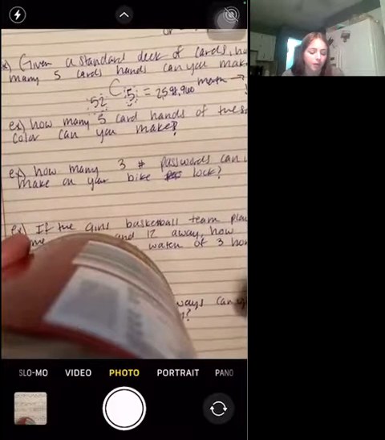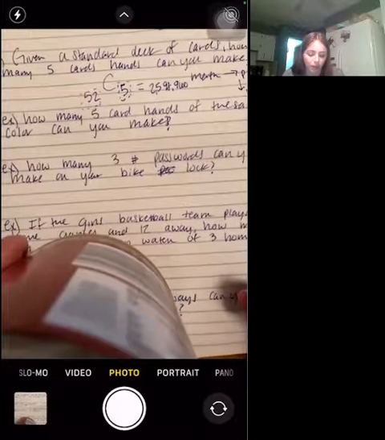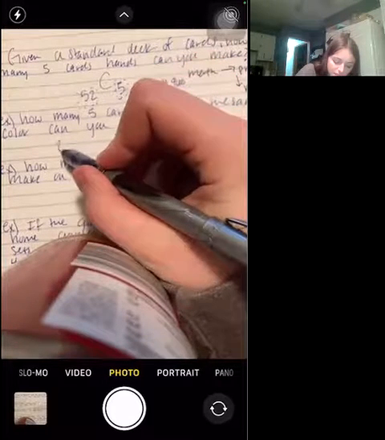So that's the answer to that one. Then we have, how many 5-card hands of the same color can you make? Okay, so how many 5-card hands of the same color? We have to remember in a 52-card deck, 26 of them are black and 26 of them are red. So we're not going to just take only the black or only the red.